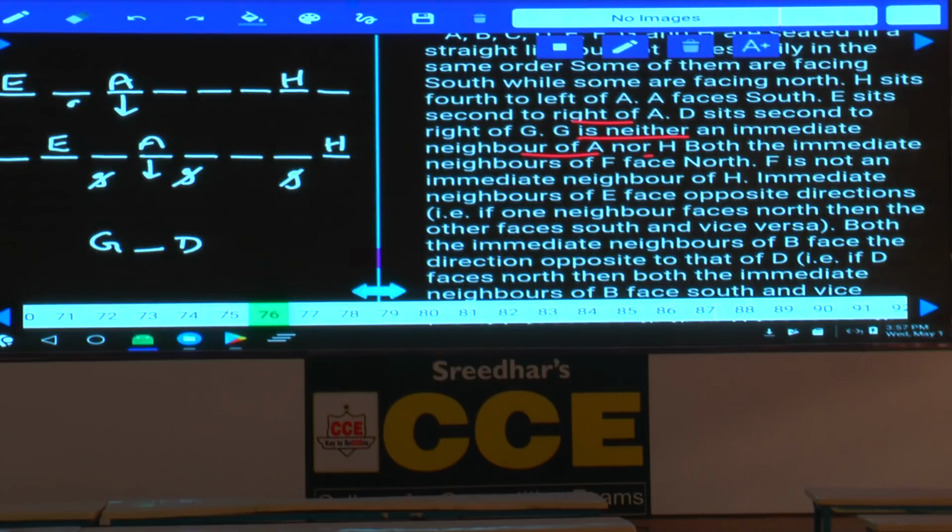Now in this case, G cannot be here, G cannot be here, cannot be here and cannot be here. The only possibility is G must be here. If G is here, D must be in the place of H or A, that is also not possible and this case is completely ruled out. Now we are left with only one case.